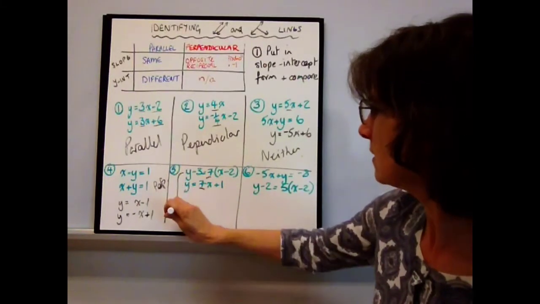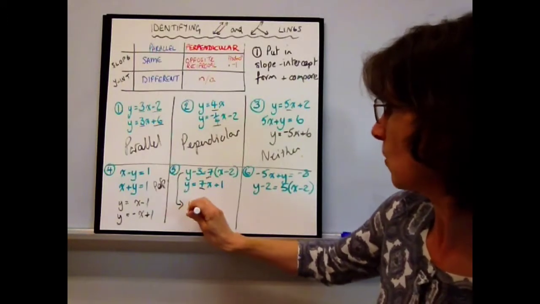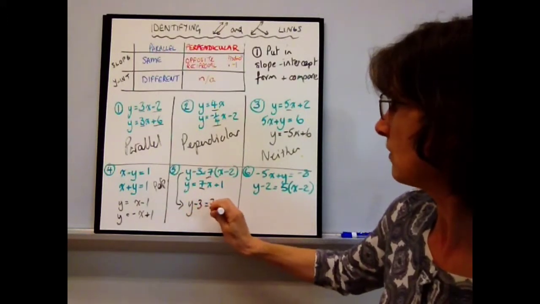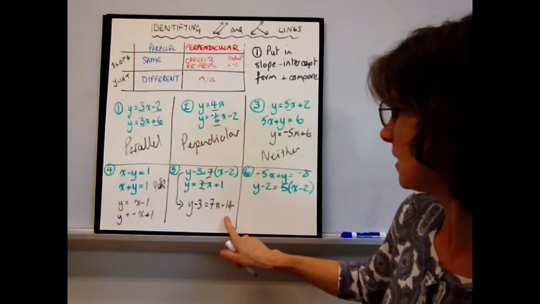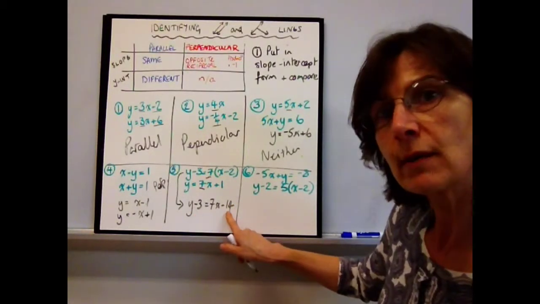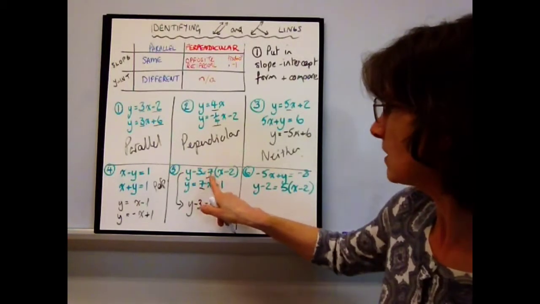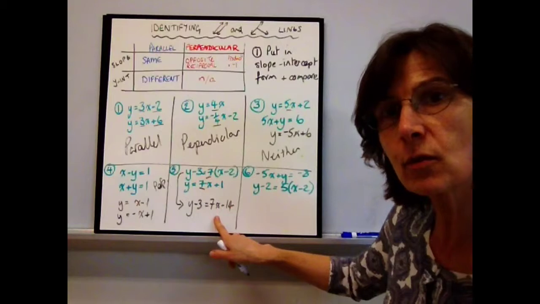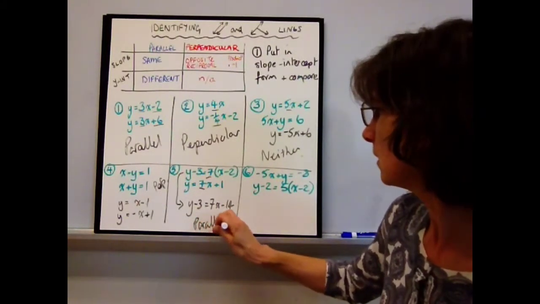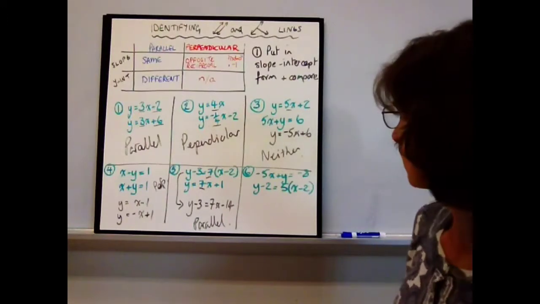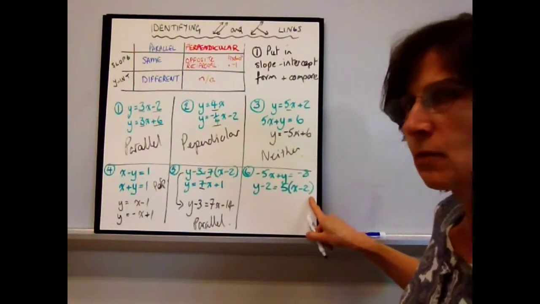So let's take this one down here, and I'm going to distribute the 7 first. So we'll have y minus 3 equals 7x minus 14. And then I'm going to add 3 to both sides. I'm not even going to bother doing it because I know that it's not going to equal 1. So I have the same slope and I have different y-intercepts. So I'm good with parallel.